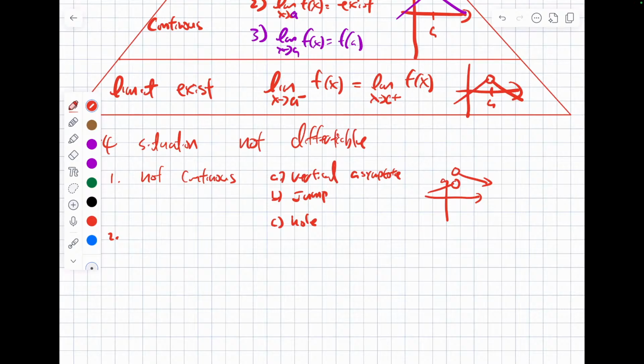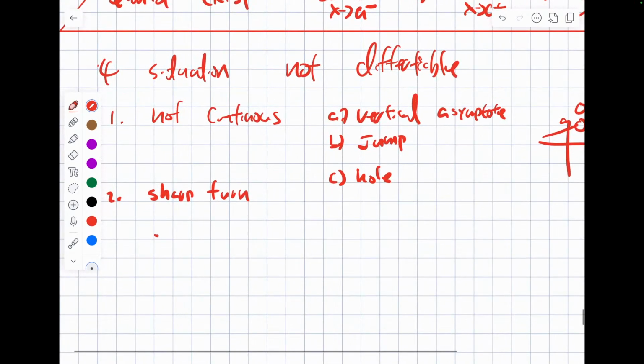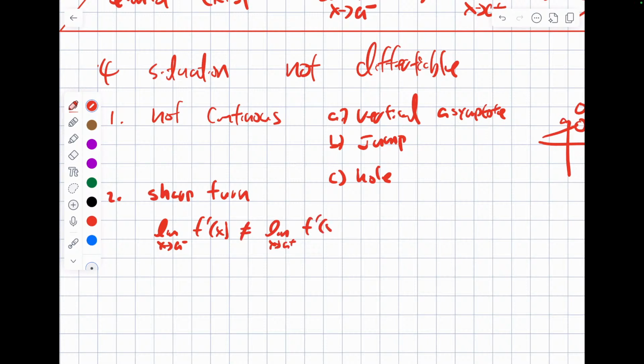The next one is a sharp turn. Now, when you say sharp turn on the AP exam, unfortunately they don't give you credit. So how would you write the sharp turn? On the AP exam, you can write this: the limit as x approaches a from the left of f prime of x does not equal the limit as x approaches a from the positive side of f prime of x. That means a sharp turn.